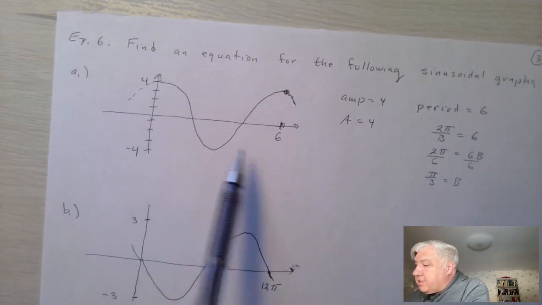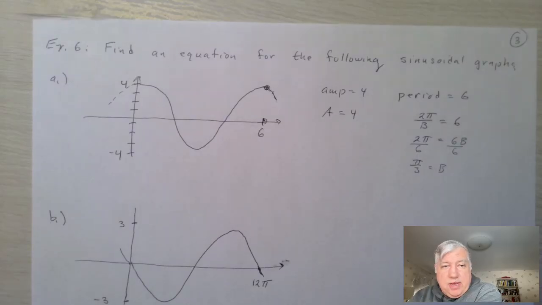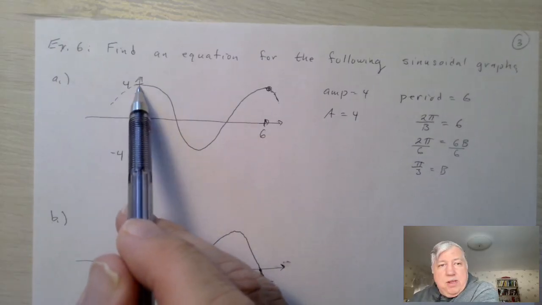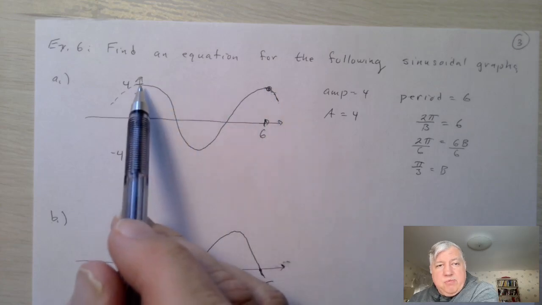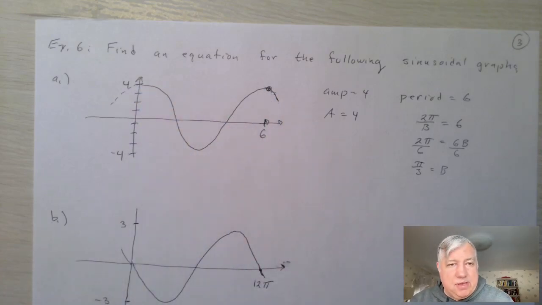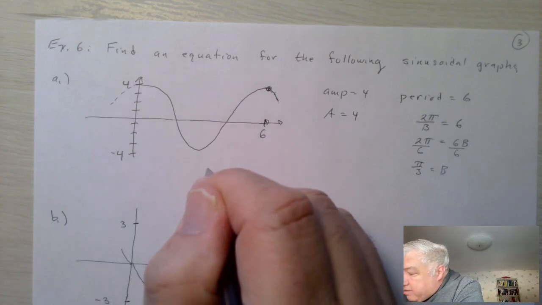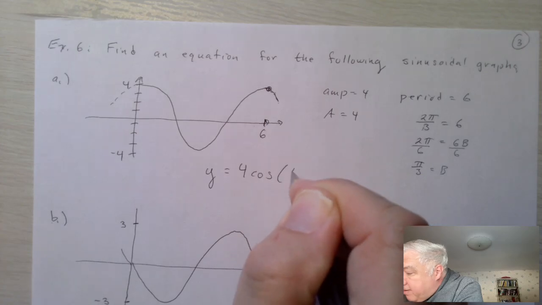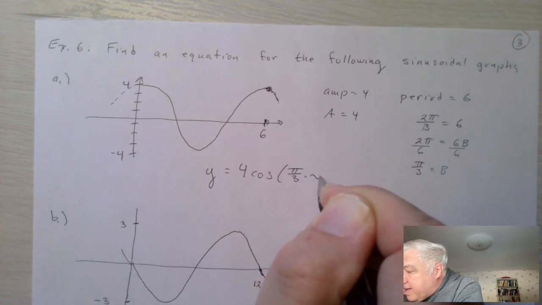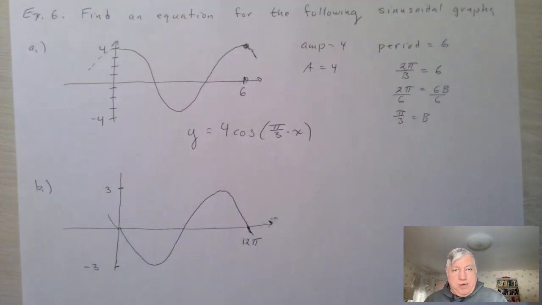Now the question is, what trig function will we use, cosine or sine? Well, we're starting up here, we're coming down, and we're coming up again. We're beginning and ending the cycle at the top, so it looks like this will be a cosine function. And in fact, it will be y equals 4 times the cosine of pi over 3 times x.